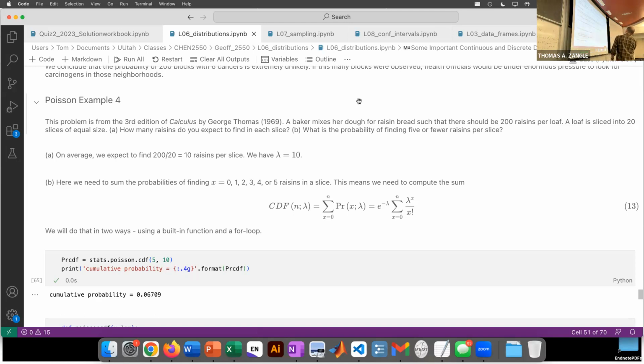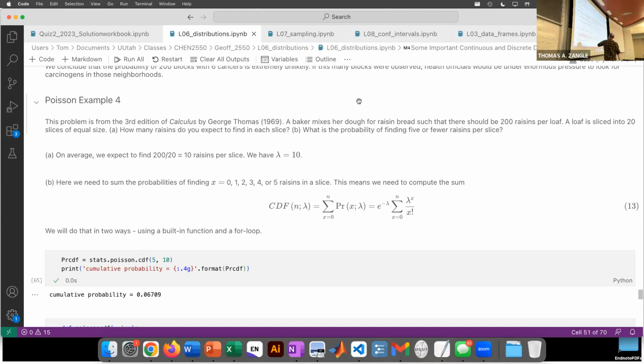And then we're going to slice that loaf into 20 slices of equal size. How many raisins should we expect to find within each slice? We could do this with chocolate chips or something that people actually want to find within their bread, maybe. Maybe it's a better example. But let's say, how many raisins do we expect to find in each slice is the first part.